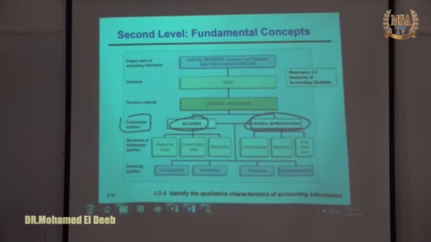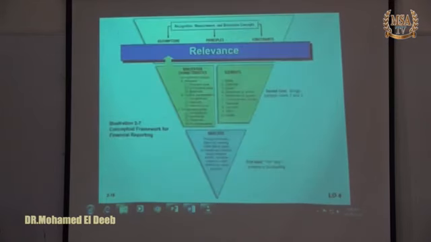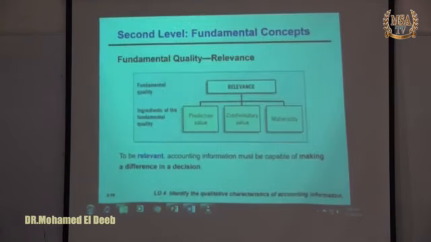Now we need to explain what is relevance and what is faithful representation. So here we go. We covered the objectives. Now we're going to be covering the two fundamental qualities. So we're going through this triangle. The first one is the fundamental qualities, which are relevance and faithful representation. So let's go ahead and get started.